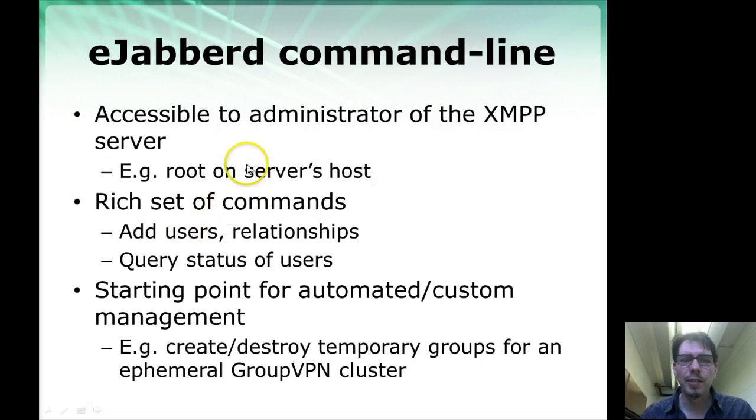The command line interface is the one that you're probably going to use if you're going to automate any of the relationships. So this is accessible to the administrator of the XMPP server, for example, the root user on the server's Linux host. There's a rich set of commands. You can look at the ejabberd documentation, but basically you would look at the commands that allow you to create new users and establish relationships between users and query the status of users. And this can be a starting point for automating, again, the process of establishing relationships.